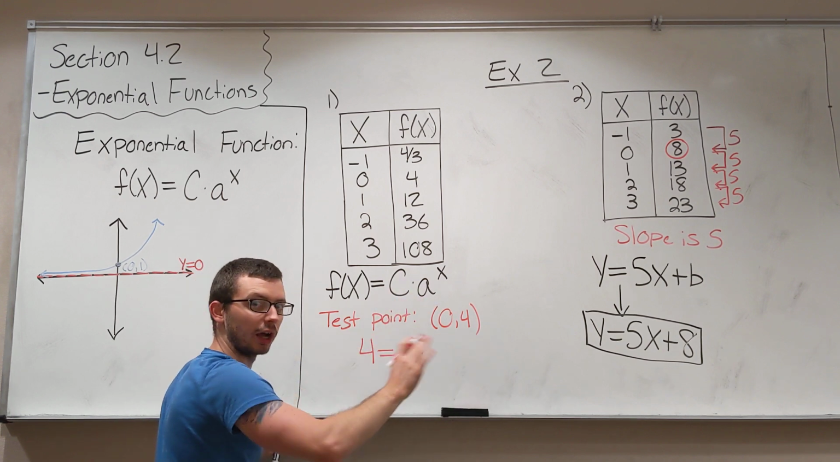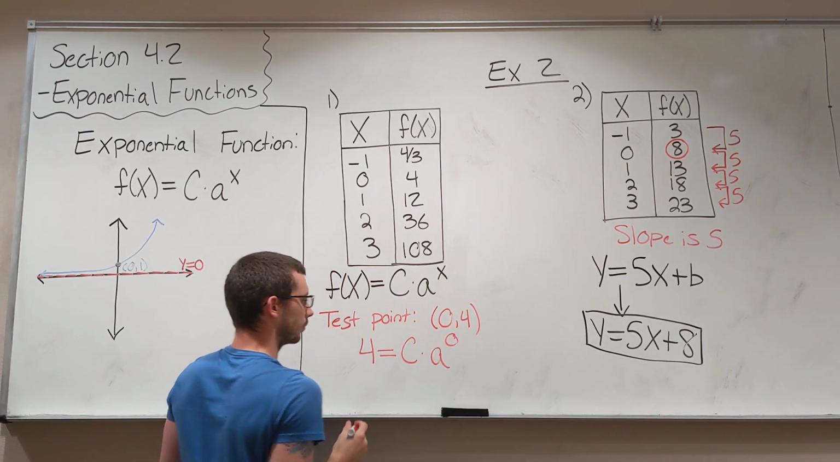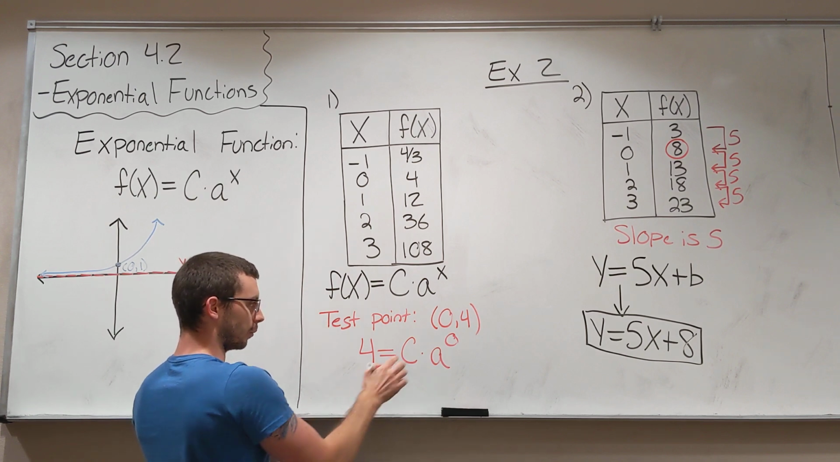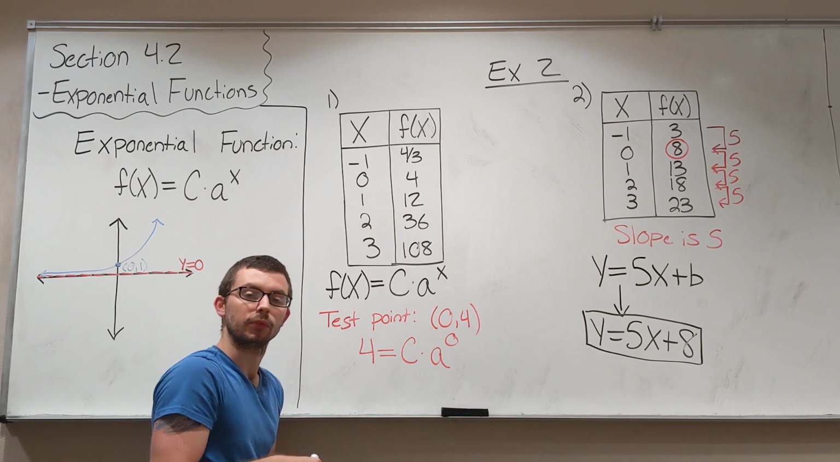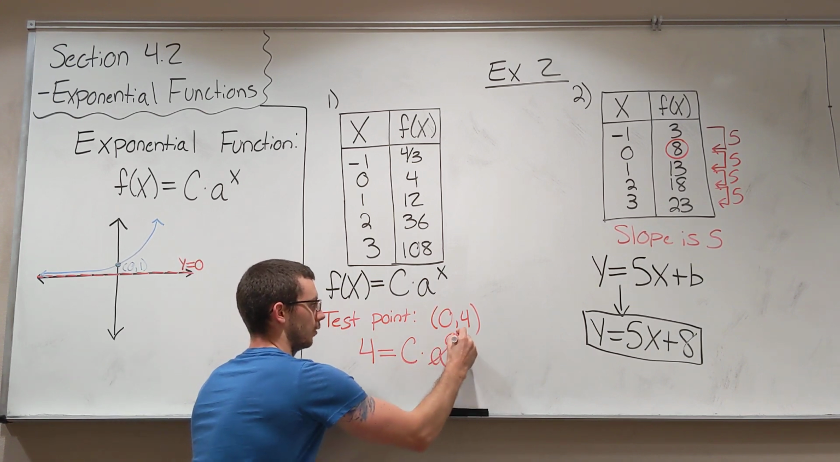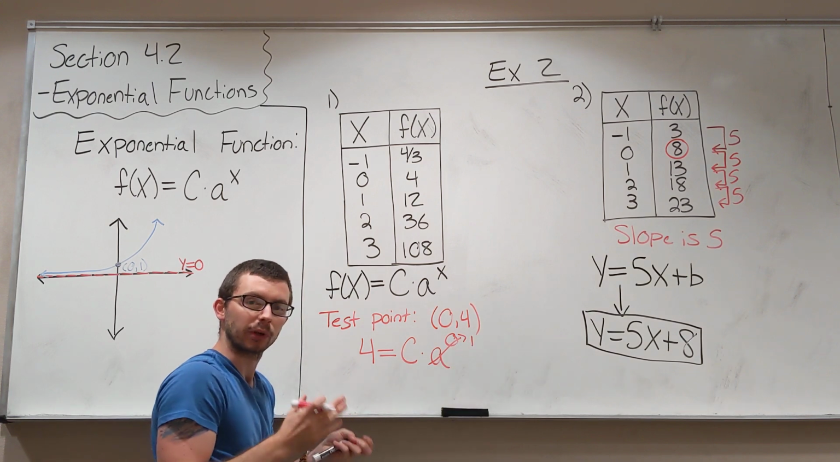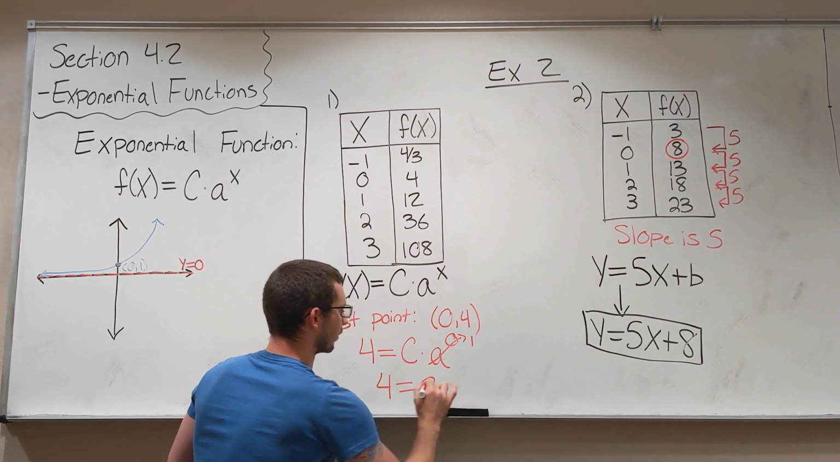C and A are still constants, we don't know what they are. And x here is 0. And so now, what we get from this, well, anything to the 0 power is 1. That's why this expression right here goes to 1. Anything raised to the 0 power is 1. And now we get that 4 is equal to c.